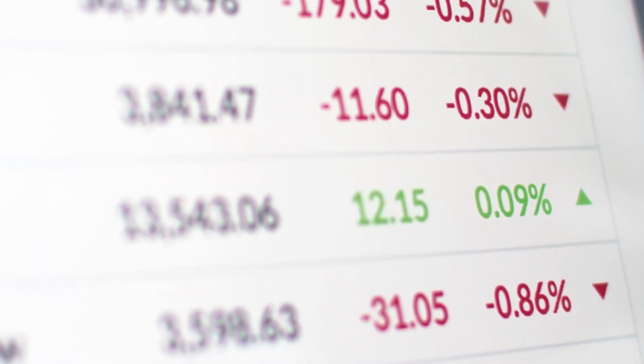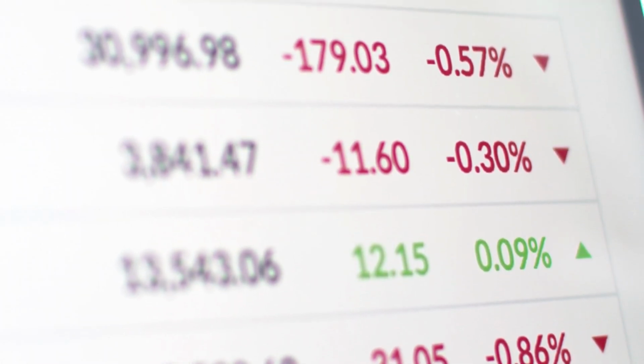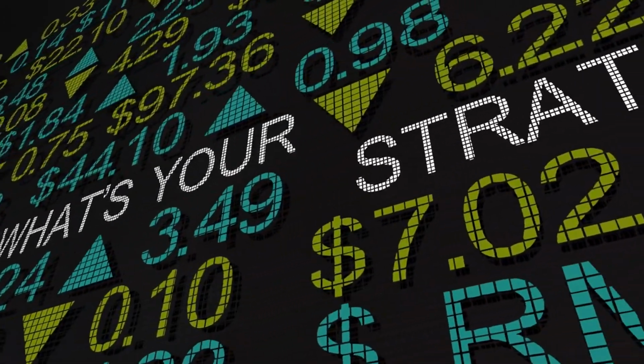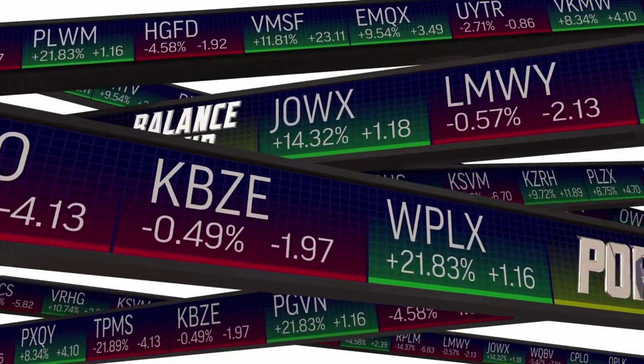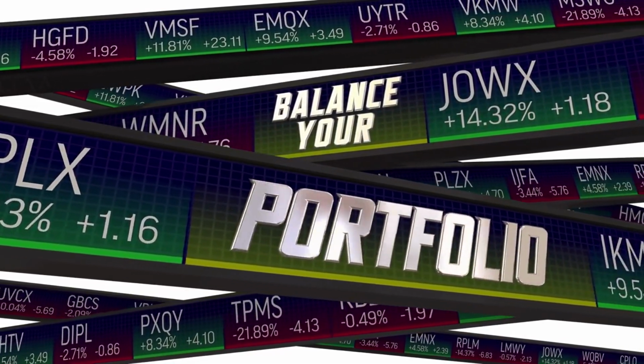Rebalancing means adjusting your portfolio periodically. You sell some of your overgrown assets and buy more of the underperforming ones. This brings your portfolio back to your target allocation. Here are ways to rebalance your portfolio.